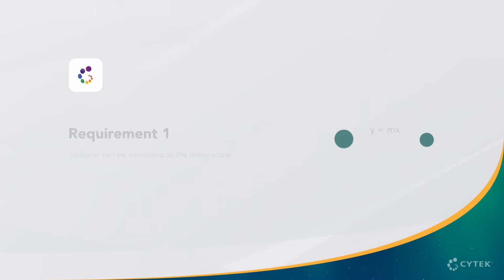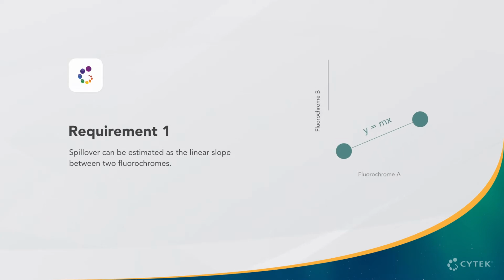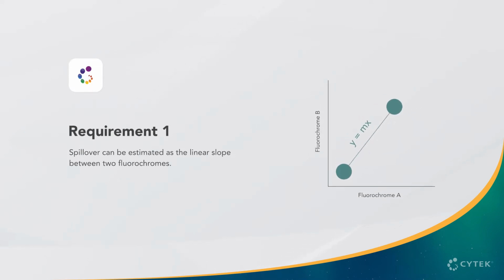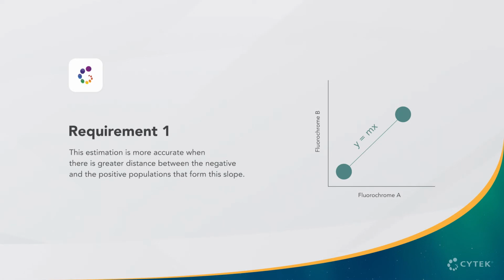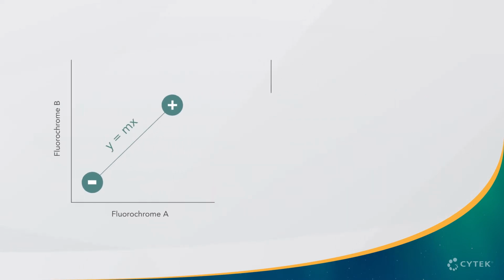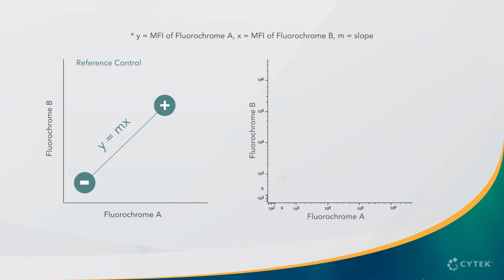Beginning with requirement 1. Spillover can be estimated as the linear slope between two fluorochromes. This estimation is more accurate when there is greater distance between the negative and the positive populations that form this slope. When the fluorescence intensity of the negative and positive particles is measured and recorded, the system automatically computes a linear fit to these two data points and can accurately depict data from particles that fall within this range.